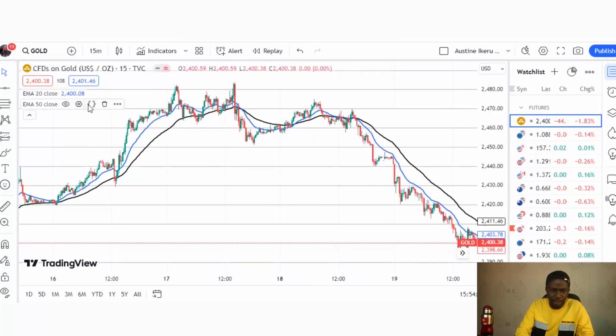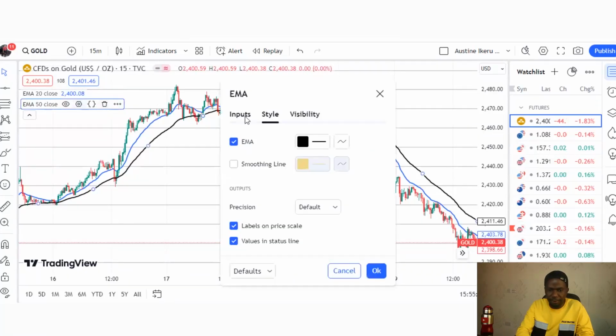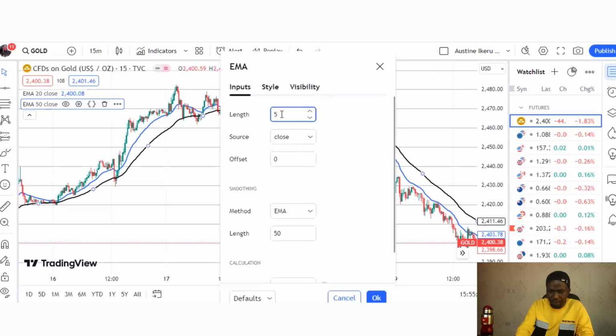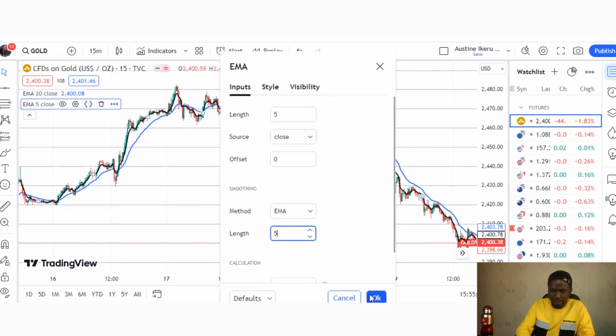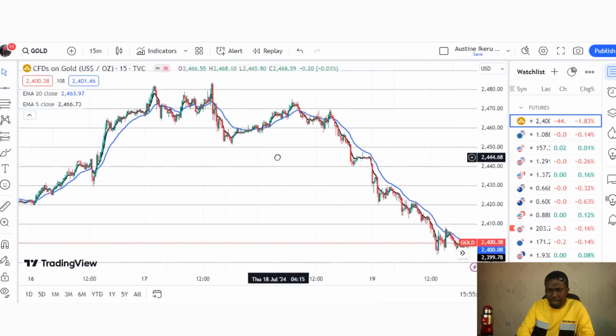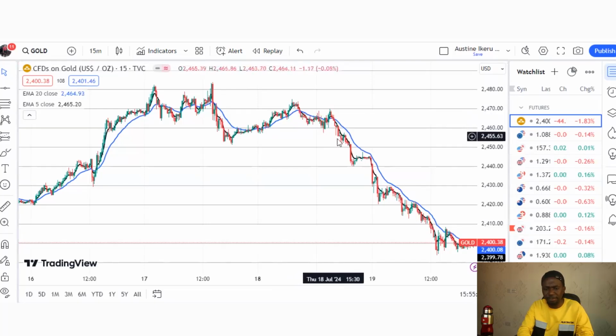So what we will do here is we just change the 50 to 5, and then we click OK. So here you can see that we are now using the 20 and the 5 EMA. The 5 EMA is the faster moving average, while the 20 EMA is the slower moving average. So each time the 5 EMA, which is this black line, crosses below the 20 EMA, which is this blue line, you see that the market goes down, right?